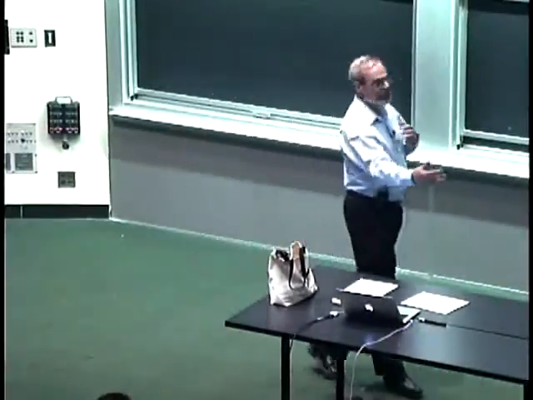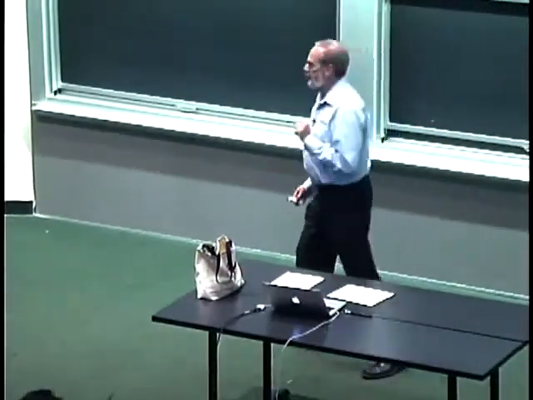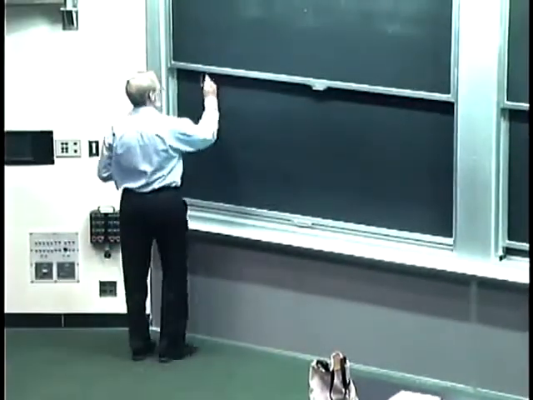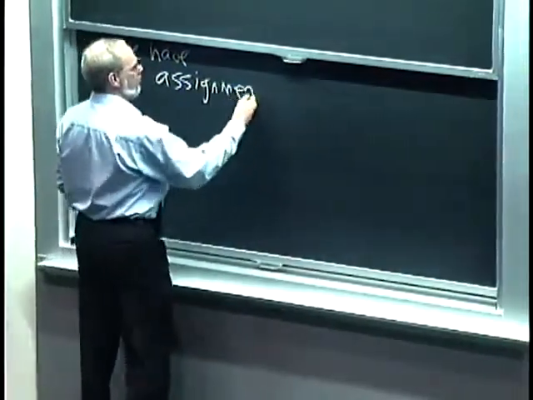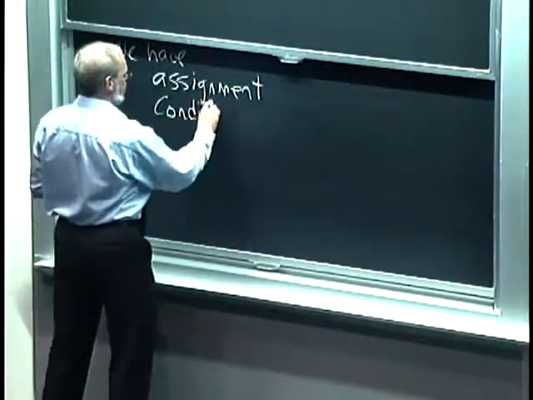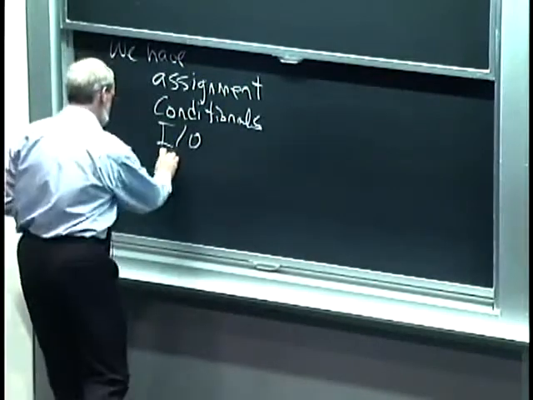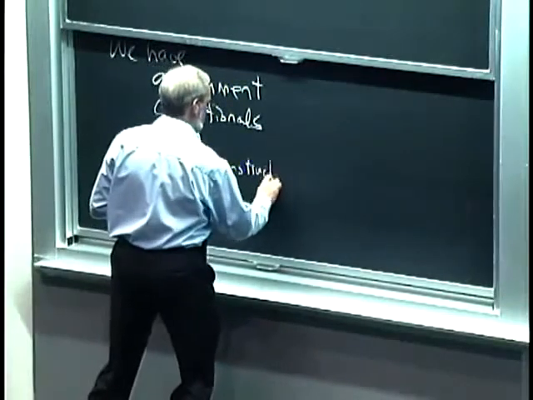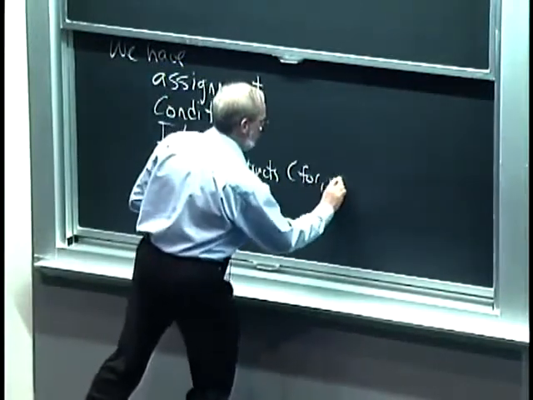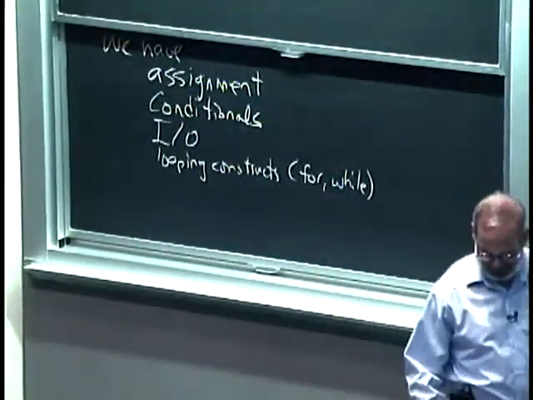As I've done in the previous lectures, let me set the stage for what we've been doing so we can use that to talk about what we're going to do today. So far, we have the following in our language. We have assignment. We have conditionals. We have input, output. And we have looping constructs. These are things like for and while loops. And of course, we've got some data to go with that.